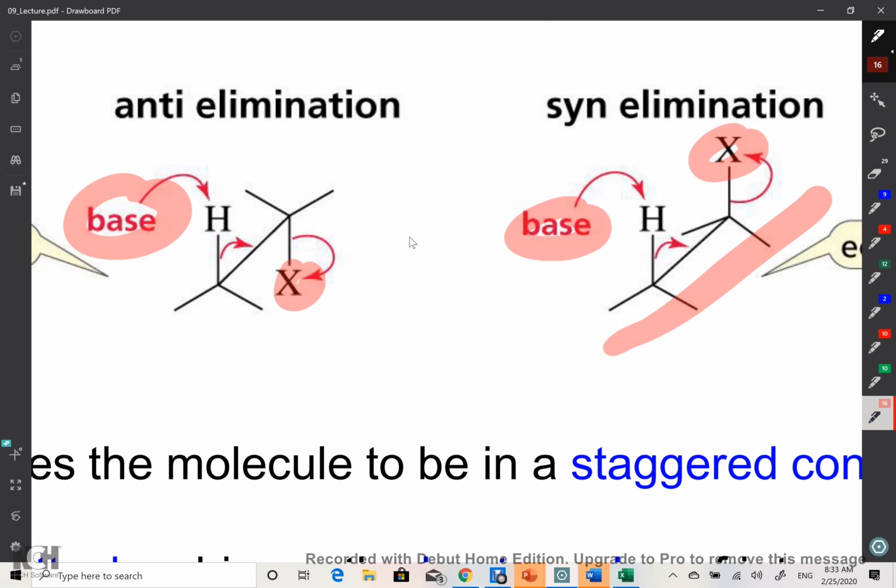Does that make sense? So the anti-elimination is favored because the incoming negative base literally does not meet the outgoing leaving group, which is also negatively charged. So they don't meet. And so the reaction can easily take place. Does that make sense? Avoiding all those clashes.